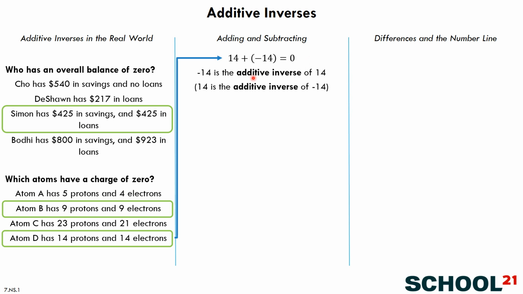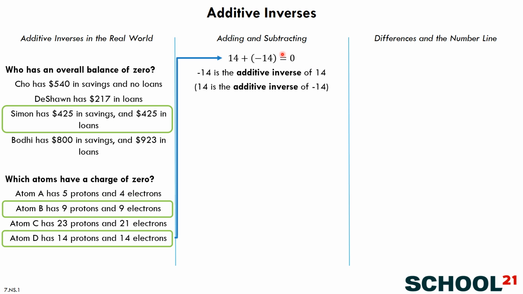So let's notice a few things here. First, -14 is the additive inverse of 14. It's kind of like the opposite. If you add them together, you get 0. Does that make sense? And we could say the opposite too. 14 is the additive inverse of -14, right? Okay, good. So that's just for us to know.